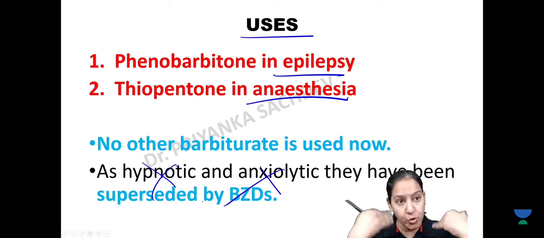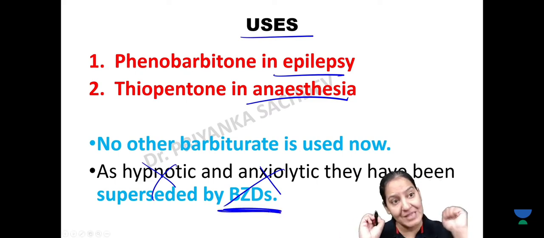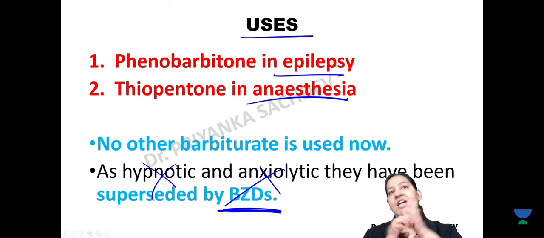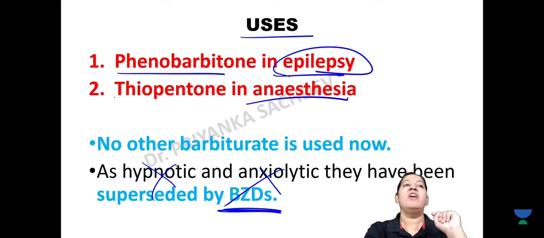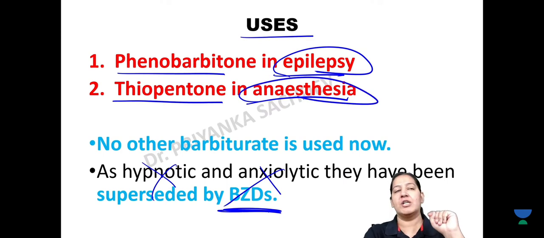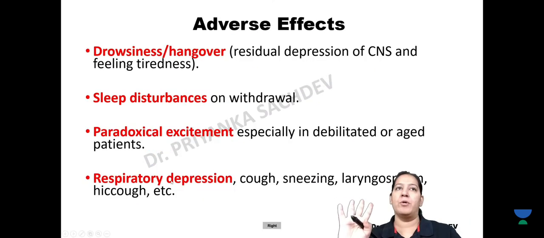They are superseded by benzodiazepines. Nowadays, we use benzodiazepines for hypnotic, sedative and anxiety, not barbiturates. We use phenobarbital in epilepsy. We use thiopental in anesthesia. So only two barbiturates are used. Others are not used. No other barbiturate is used nowadays. These are of historical importance. Give me a thumbs up.